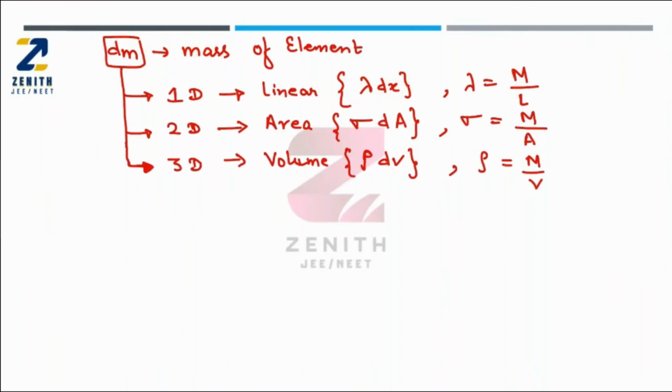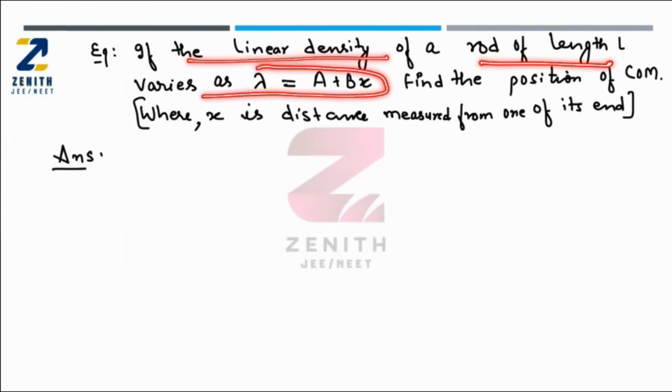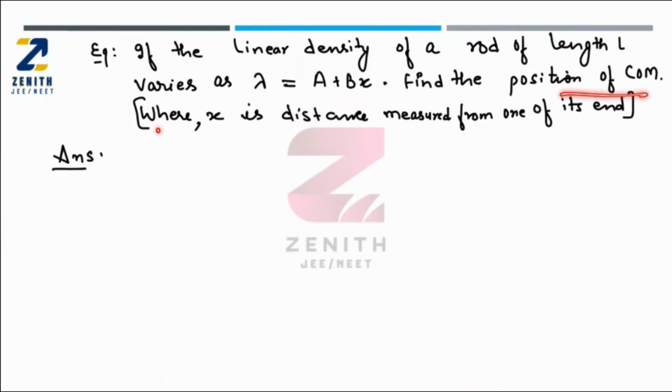Okay, so let's take one example. If the linear density of a rod of length L varies as lambda equals a plus bx, find the position of the center of mass, where x is the distance measured from one of the ends. So what is the question? This is your rod.